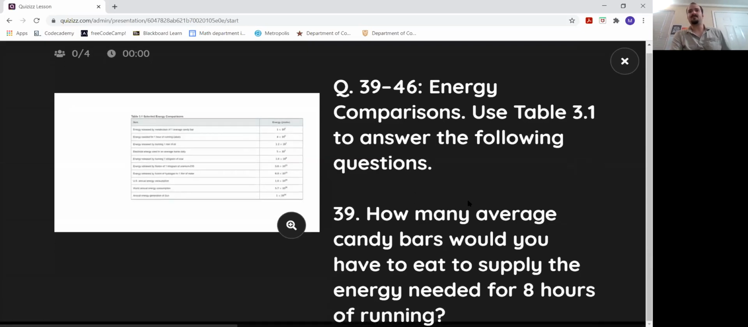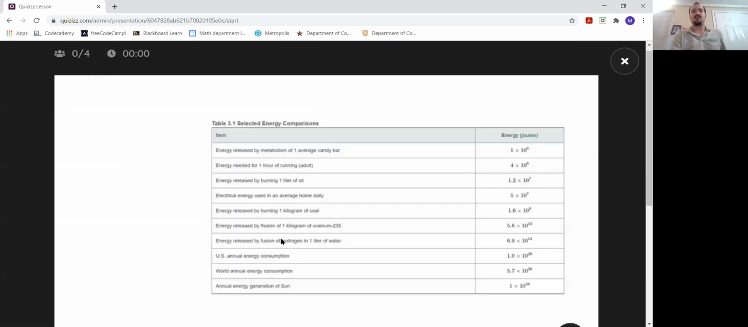But what does this ask? I guess that's what I should see. How many average candy bars would you have to eat to supply the energy needs for 8 hours of running? So here's the deal. I would do unit analysis with this. This table kind of gives you a conversion factor, right? That's the way I sort of see it.